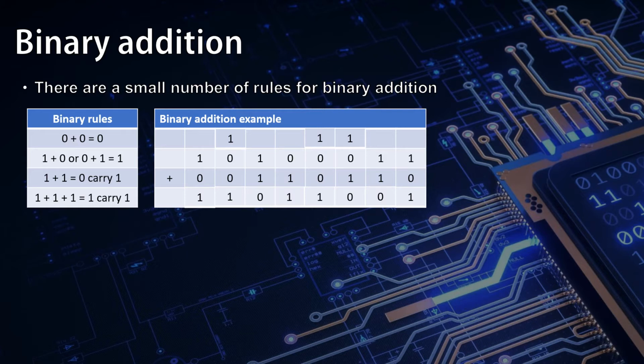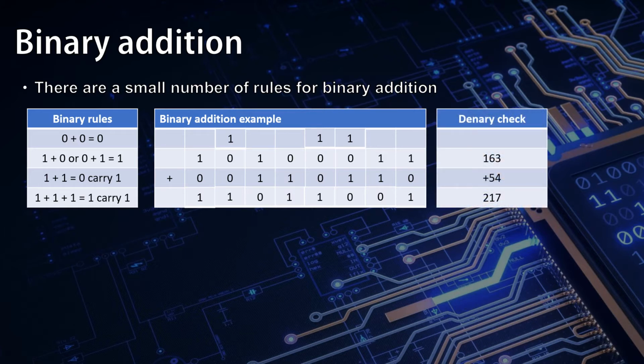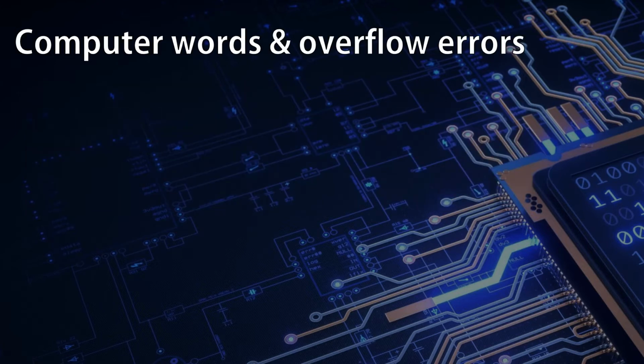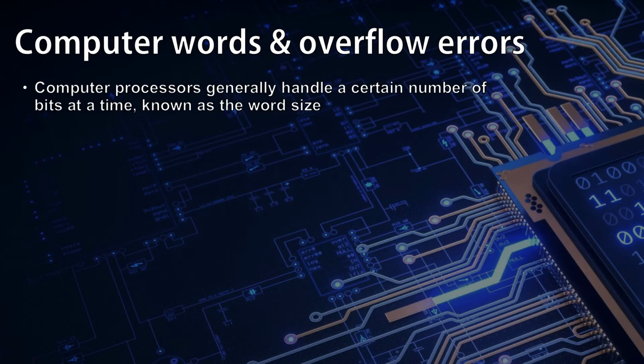We can check our working by looking at the sum of the decimal equivalents of these numbers, and 163 plus 54 does indeed come to 217. Both processors and programs generally handle a certain number of bits at a time. This is known as a word size. You might be familiar with some programs on your computer that can either be in 32-bit or 64-bit mode.